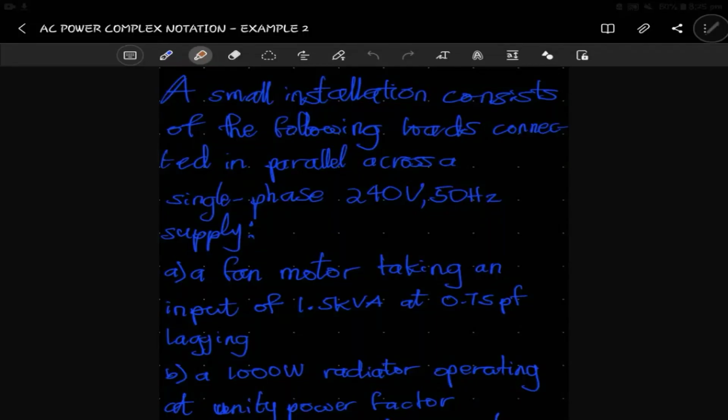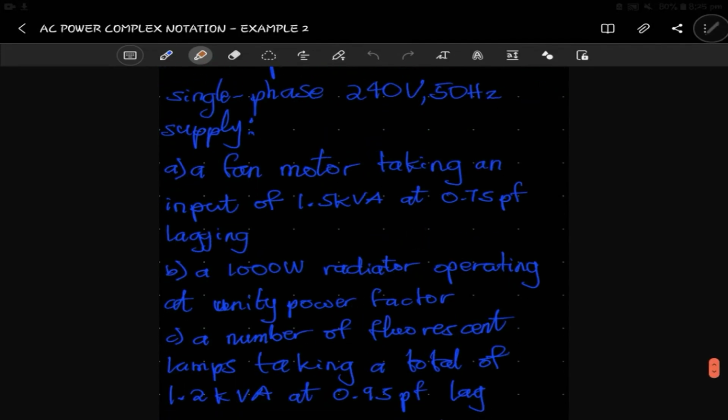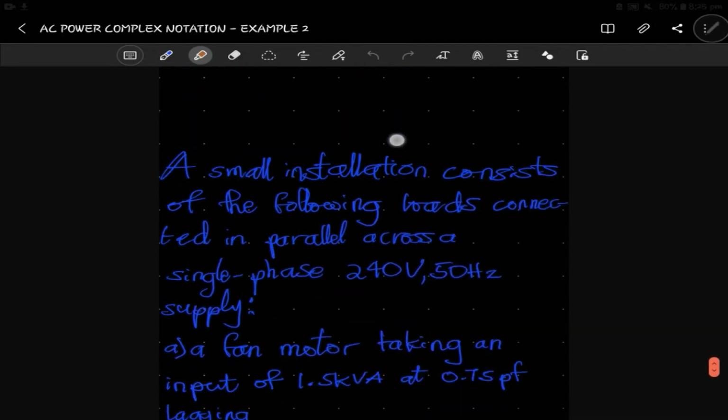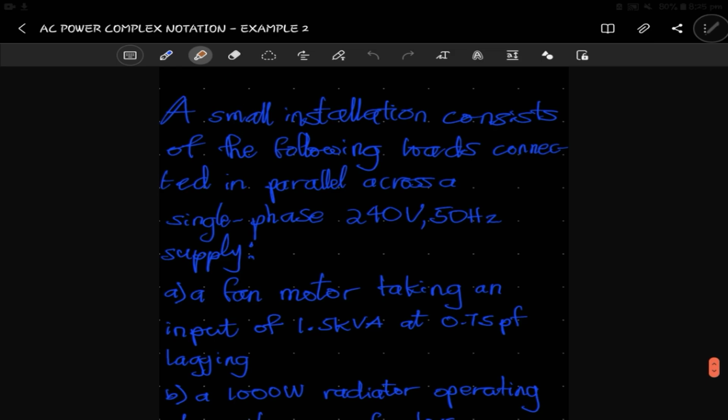Alright, so AC power complex notation example 2. We are going to look at the problem, go through it and see what we need before we start. So let's go to the problem. It's saying that we have a small installation.